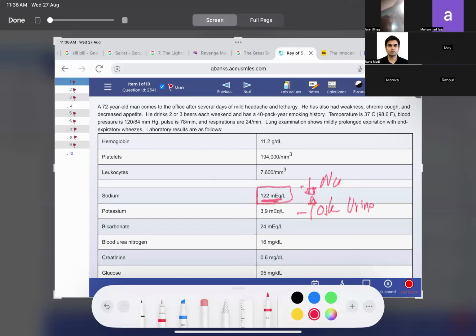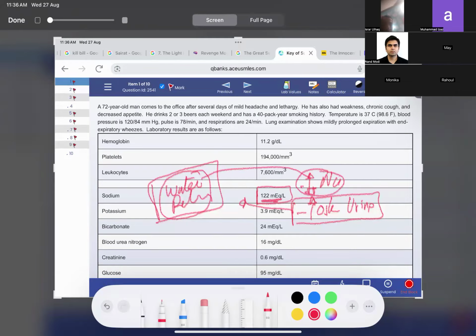So what does it mean? High osmolarity means that water is being retained in the body, and this retention leads to hyponatremia. So what causes the retention of water? There is an increased ADH production going on. This ADH leads to increased water retention, and this leads to hyponatremia. Have you got the point?